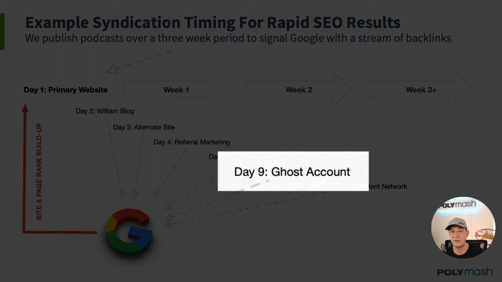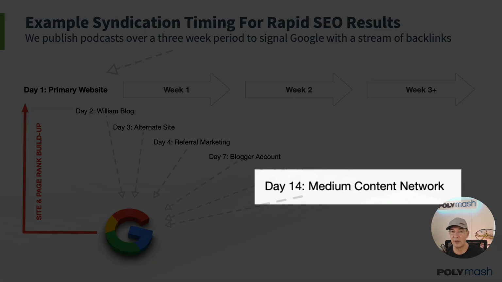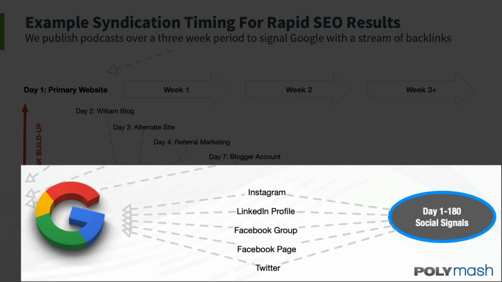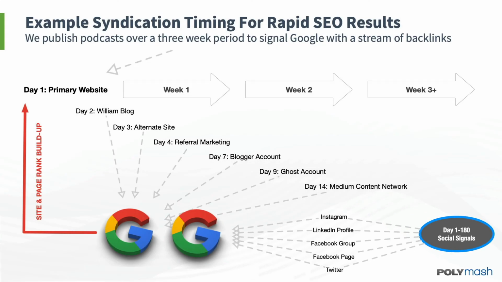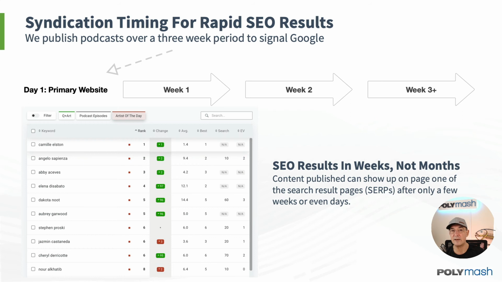So now we're a week or two later, we might publish to Ghost, we might publish to Medium. And while this is going on, there are also continuous social signals being sent because our content syndication process also publishes to Instagram and LinkedIn profiles and pages and Facebook groups and Twitter and so forth. So these social signals contribute as well. They're not quite as important in Google's parlance as direct incoming links from high domain authority sites, but they do matter.